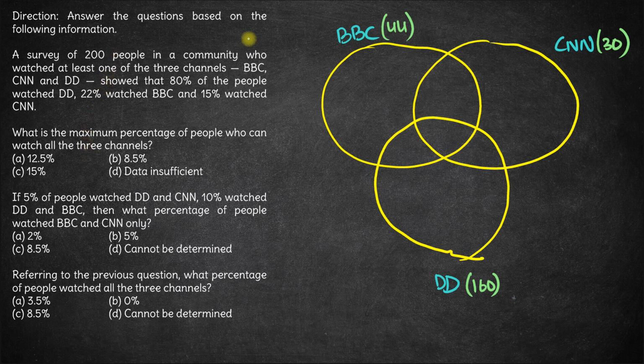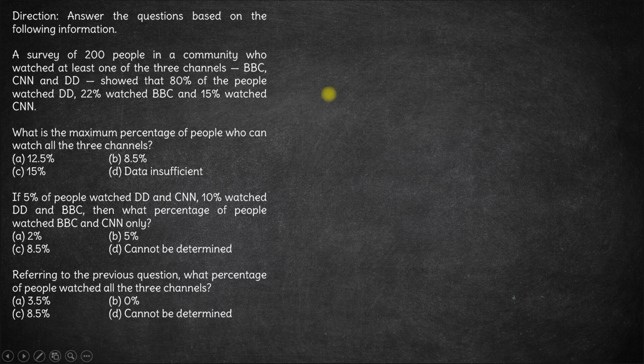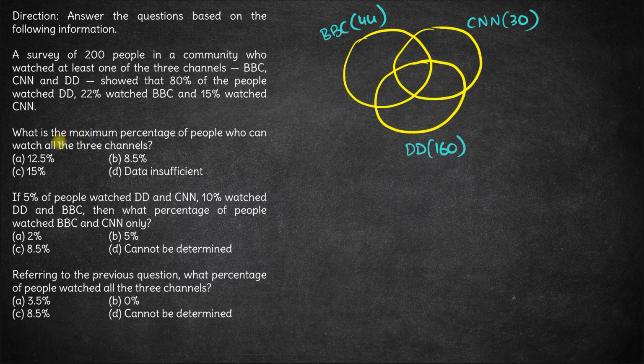So let me redraw this diagram actually. Now the question is, what is the maximum percentage of people who can watch all the three channels? Now you see, the maximum number of people who can watch all the three channels should be the least of these three values, right? Which is 30. Maximum 30 people can watch all the three channels. It cannot be more than 30. Since only 30 people are watching CNN, how can more than 30 people watch all the three channels? So that's not possible, right? So maximum 30 people can watch all the three channels.